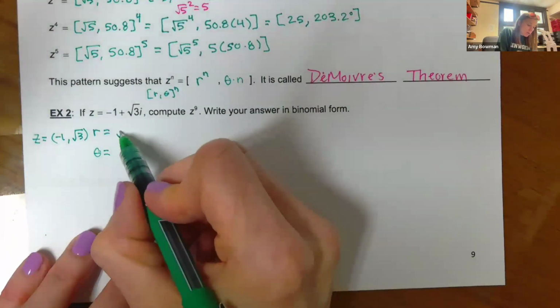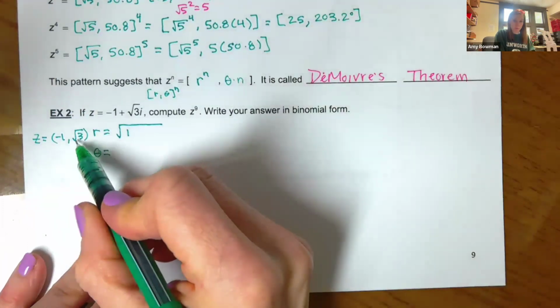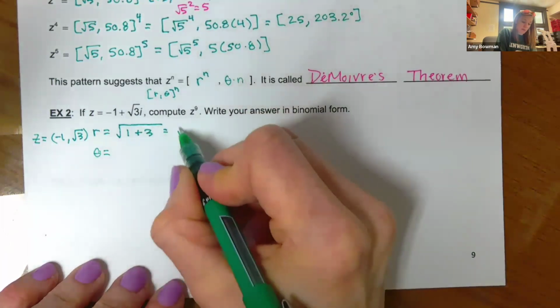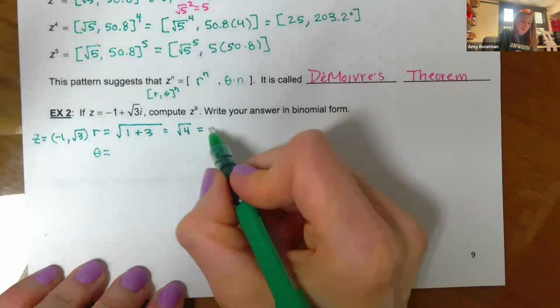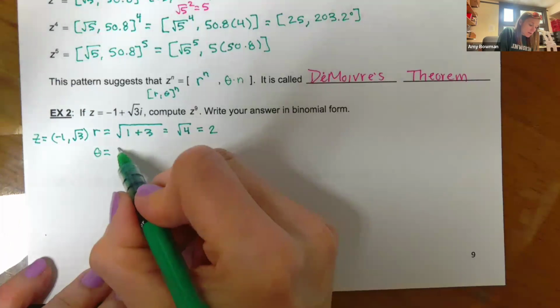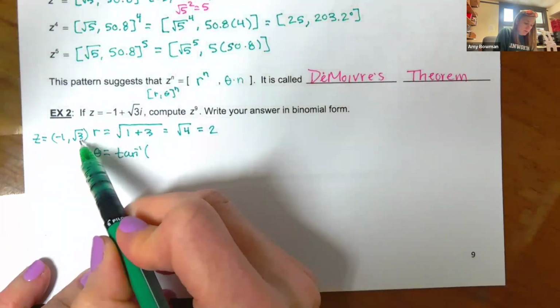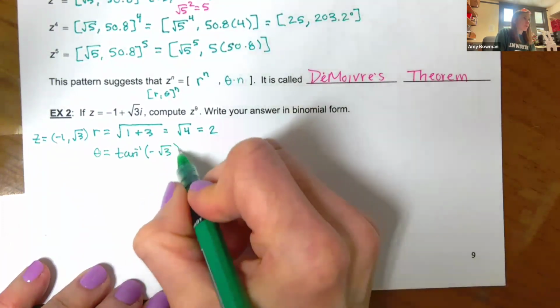R is going to be the square root of -1 squared, which is 1, plus the square root of 3 squared, which is 3. We get the square root of 4. So we have a nice clean R value of 2. Theta is inverse tangent of root 3 over -1, which is really just the negative square root of 3.